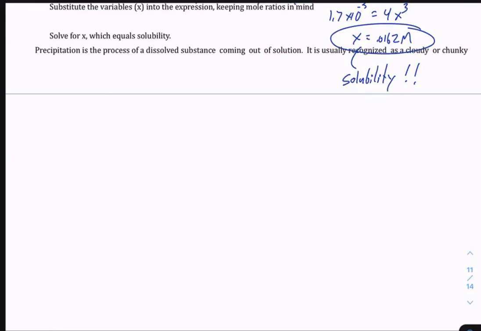So let's say the solubility of compound QX2 is 0.015 molar. Find the KSP value. Okay, guys, remember what I said. What are the first two steps that we always do in these types of problems?